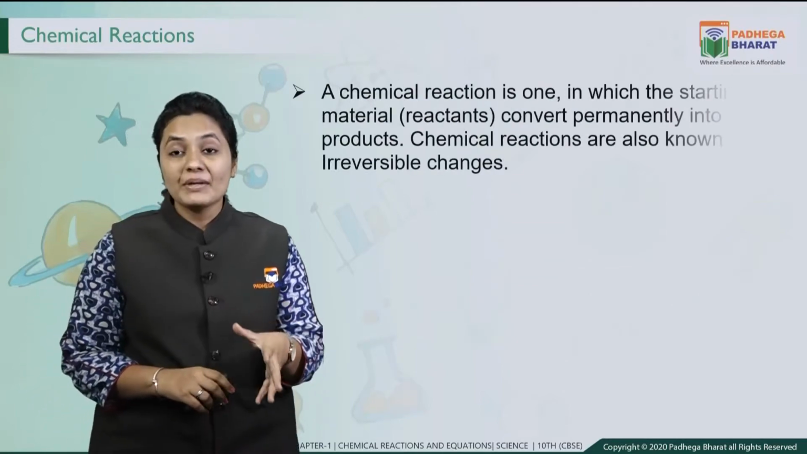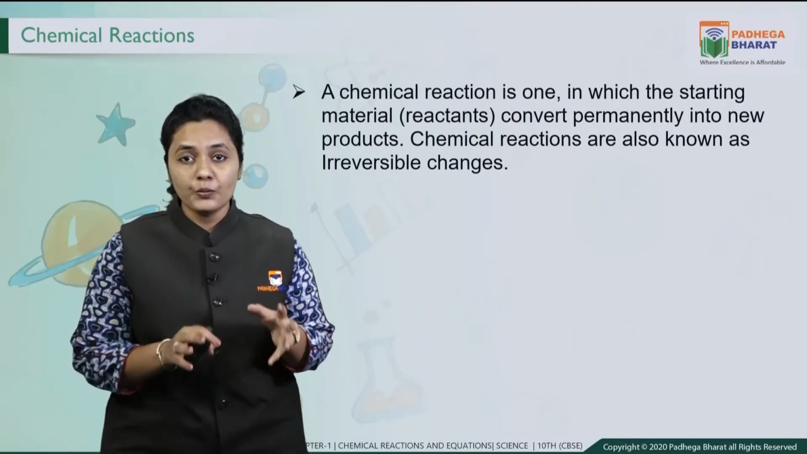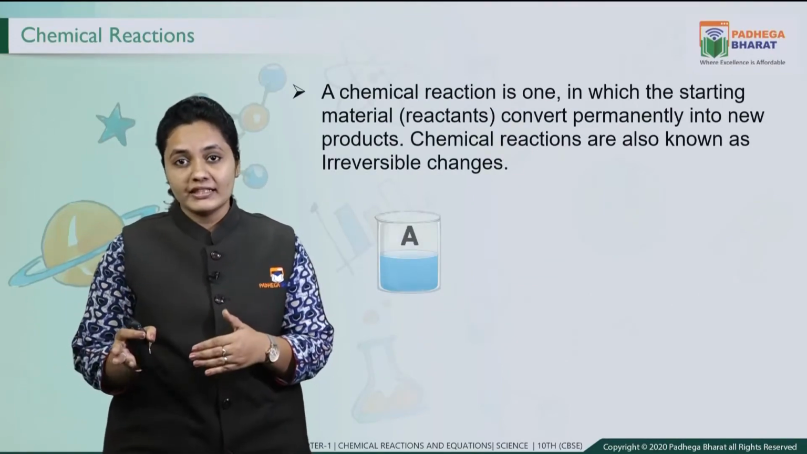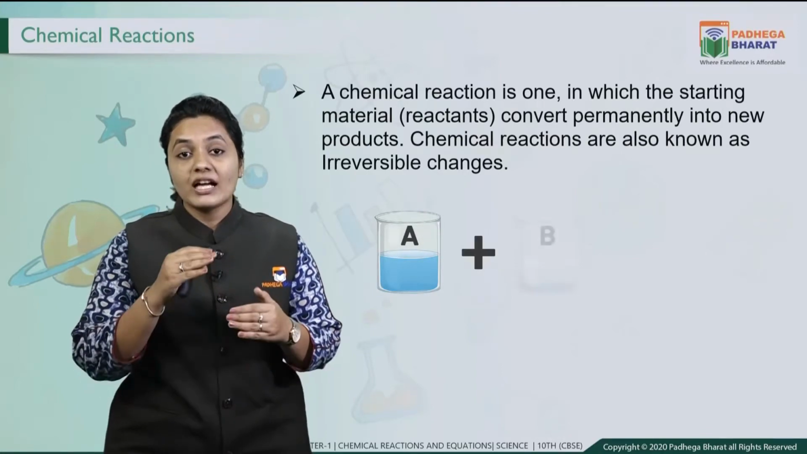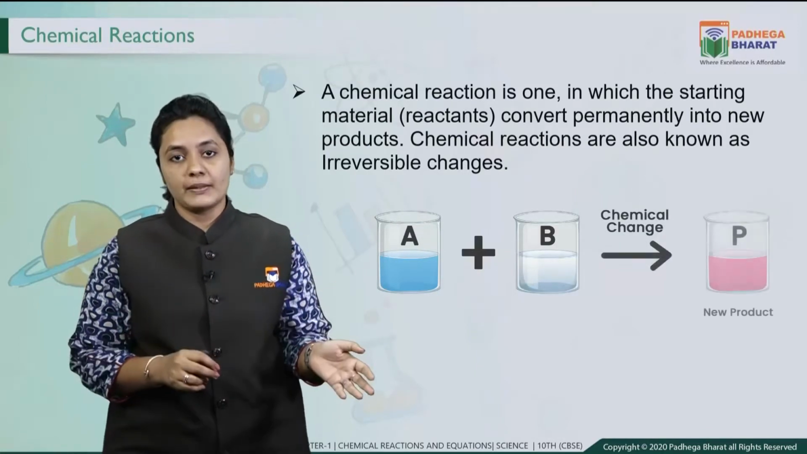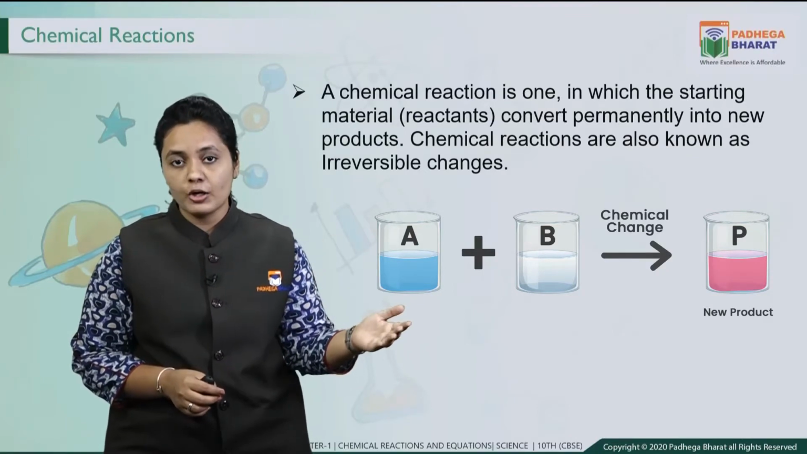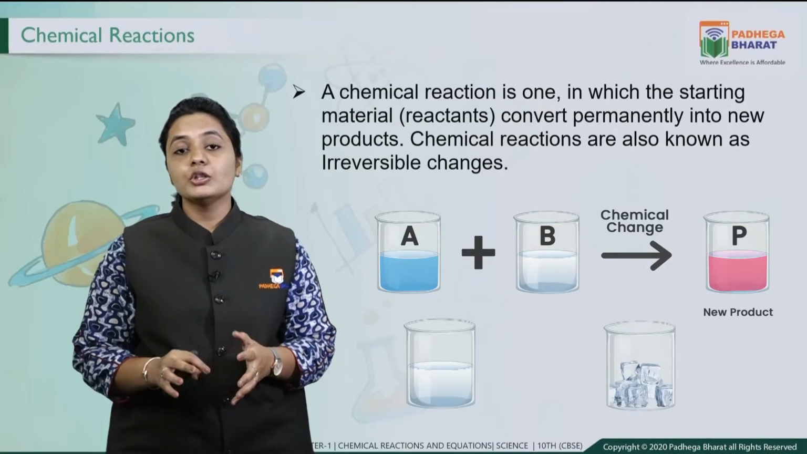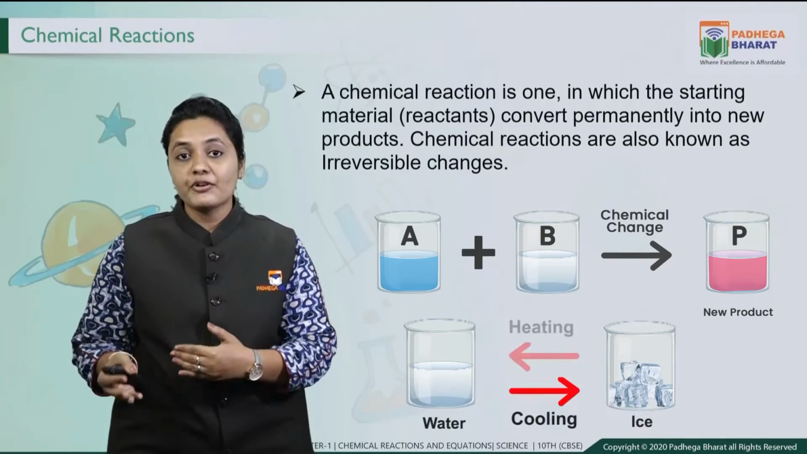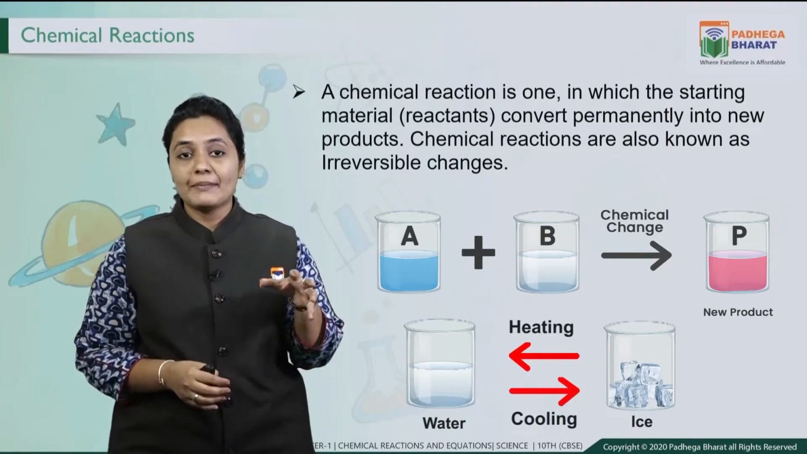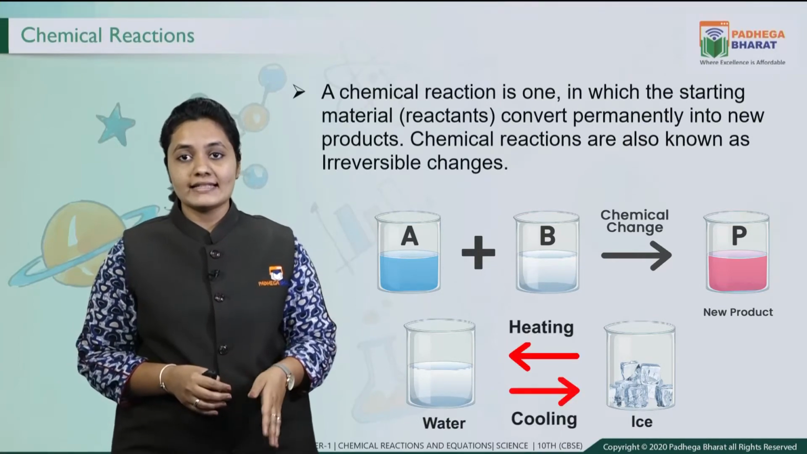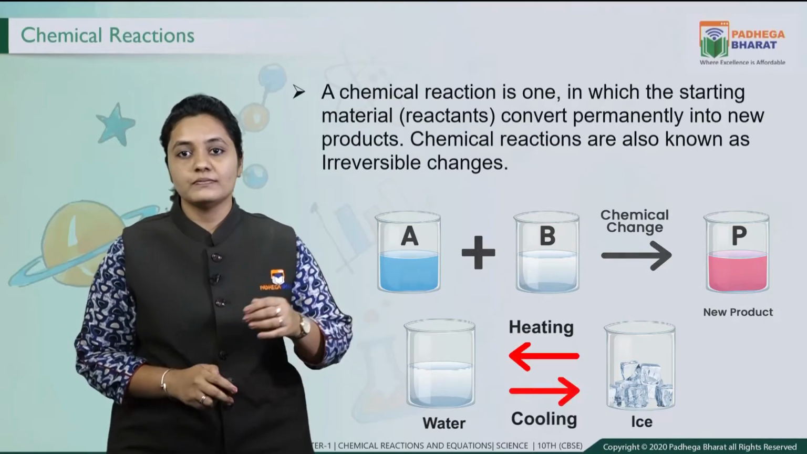A chemical reaction is one in which the starting material, that is the reactants, will convert permanently into a new substance. We know that chemical change is that where a new substance is formed, and physical change is one where a new substance is not formed. We can reverse it again. So chemical change can also be said to be an irreversible change.